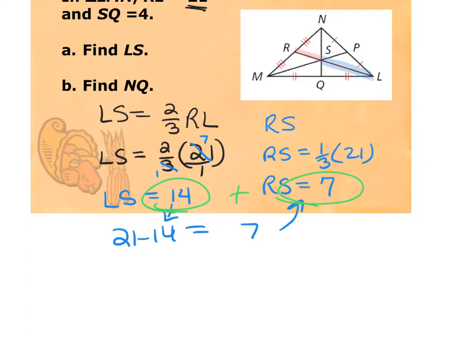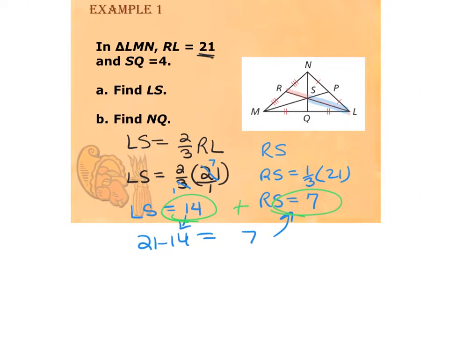Now let's go back, and part B is asking us for NQ. So NQ is this whole length of the median, and they gave us the little piece. They gave us SQ. Now SQ, is this the 1/3 portion of the median or the 2/3? Beautiful. Okay, so we can tell that that's the 1/3 part because that's from the centroid to the side. The portion that's from the vertex to the centroid is the 2/3.